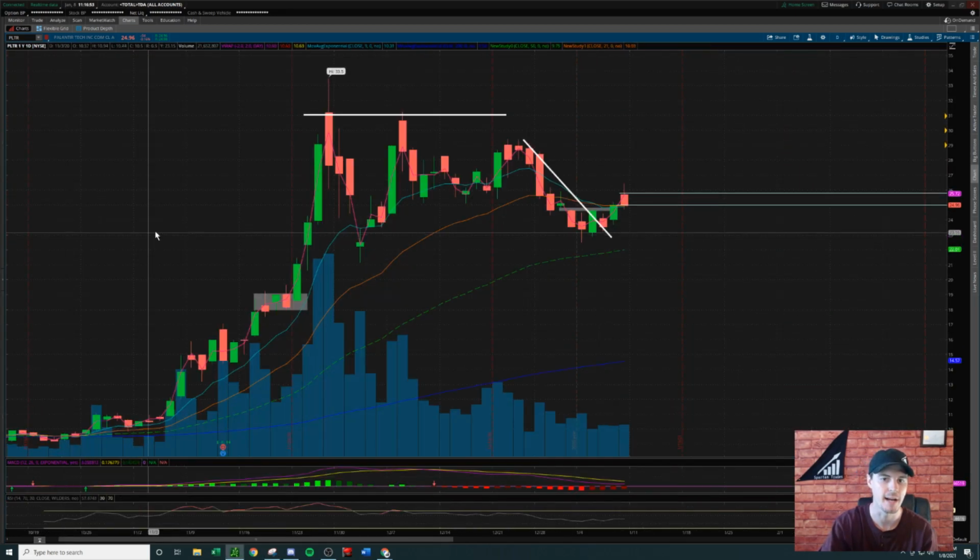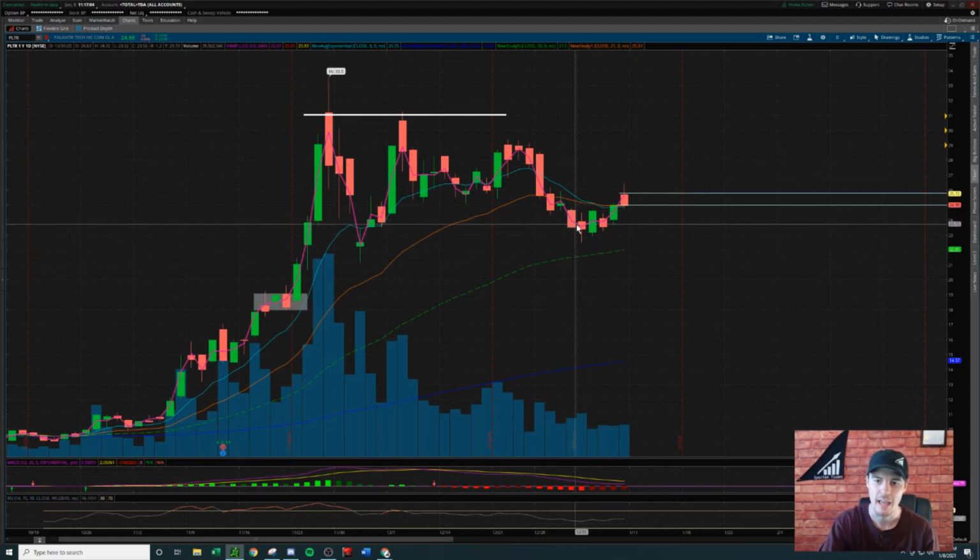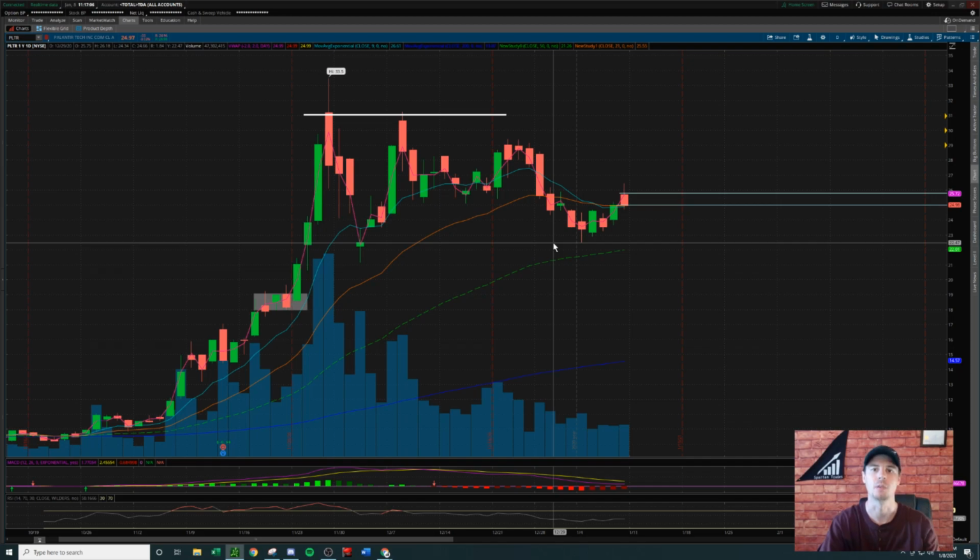I always start my analysis on the daily chart time frame. The reason why is because I can see the bigger picture of the stock, right? I can see, is it in an uptrend? Is it in a downtrend? What I like to do is, if it's in an uptrend, I like to trade it long with the direction of the overall trend. It just increases your chances of being correct on the trade.